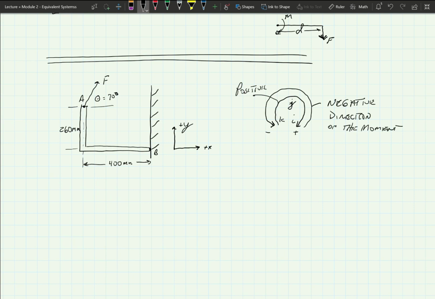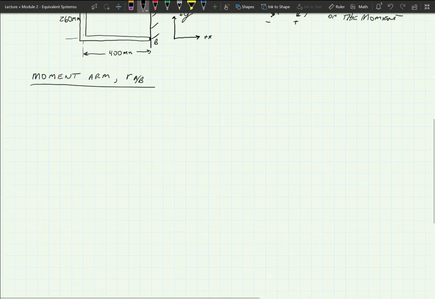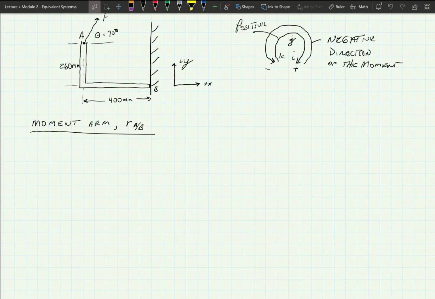Okay? All right. So, how to set this problem up. And we're going to start teaching you a little bit more about engineering format of your solution. So we're going to write out a title of this. So we're looking at the moment arm, and I'm going to label it R A/B, and I'm going to underline that.